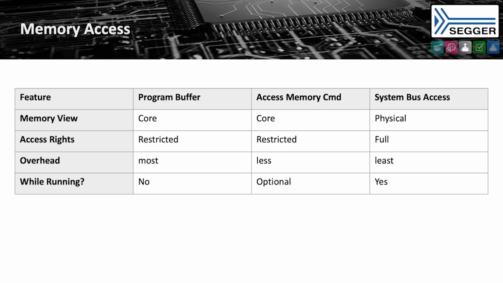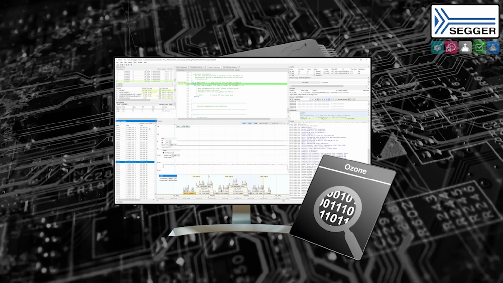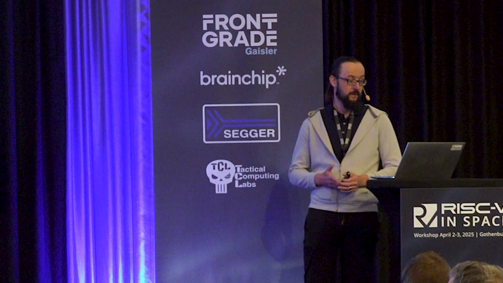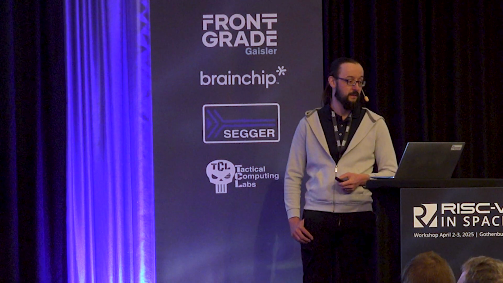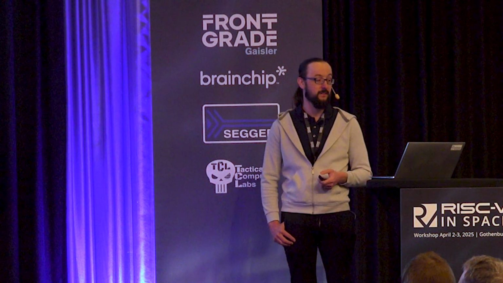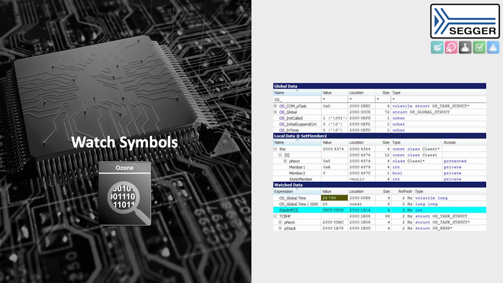And system bus access can have full access even when the core is in fault state. With that, system bus access can read and write memory while the core is running and with almost no interference with it. So now we know how memory can be accessed on a RISC-V device, which debugging features can be enabled with that.